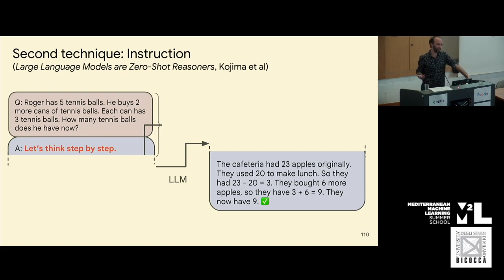But nevertheless, it worked. Now you probably don't need to tell LLMs to think step by step, because this has sort of been internalized by training. Though it does still change the behavior.